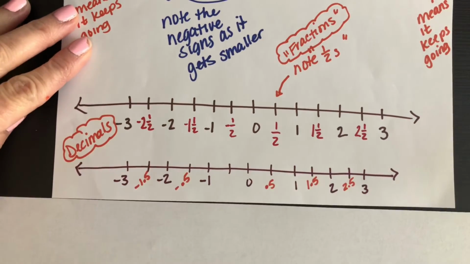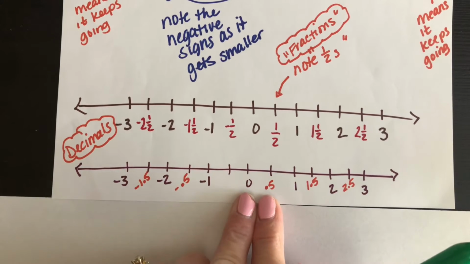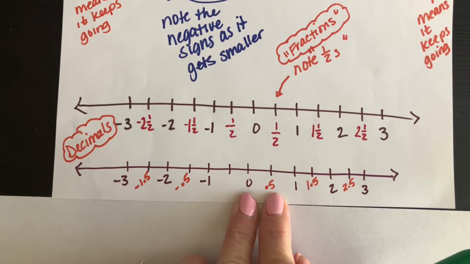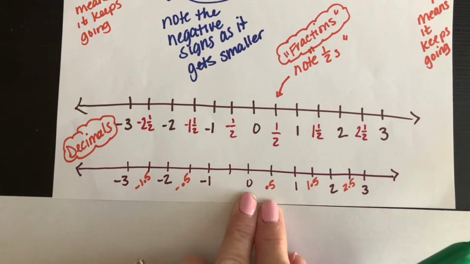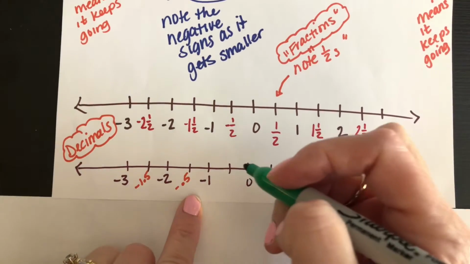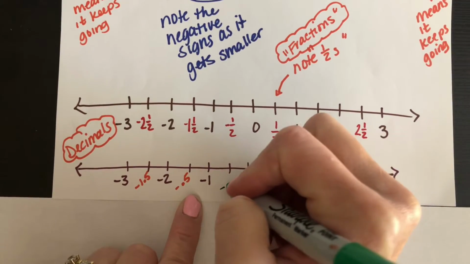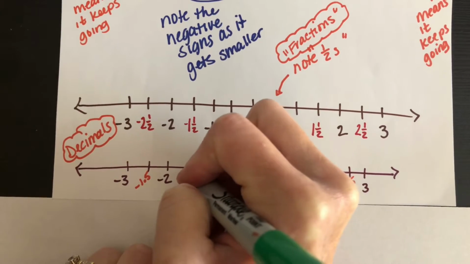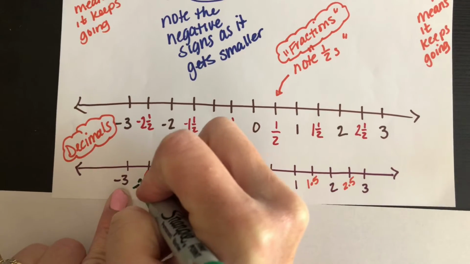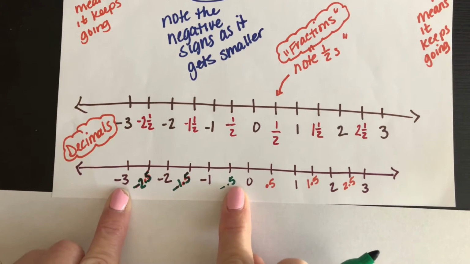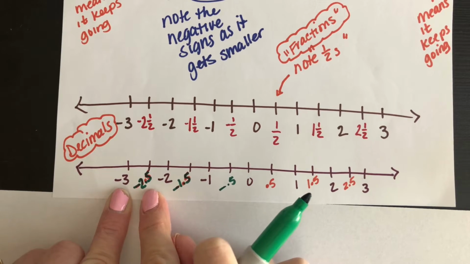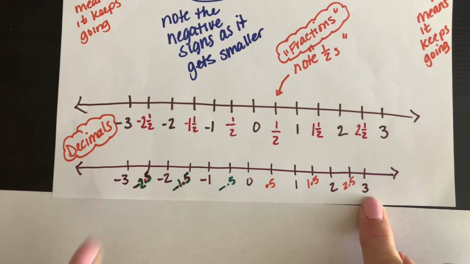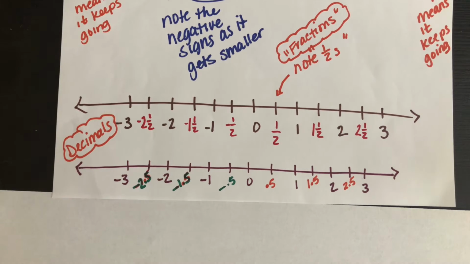Number lines can also be shown using decimals. Here's my decimal one. Again, I broke it up by halves: 0.5 is half, then I have 1, 1.5, 2, 2.5, 3, and then going to the left, oops, I actually wrote that wrong. It's -0.5, -1, -1.5, -2, -2.5, -3. Again, I used decimals. Pause this to keep up at any time.